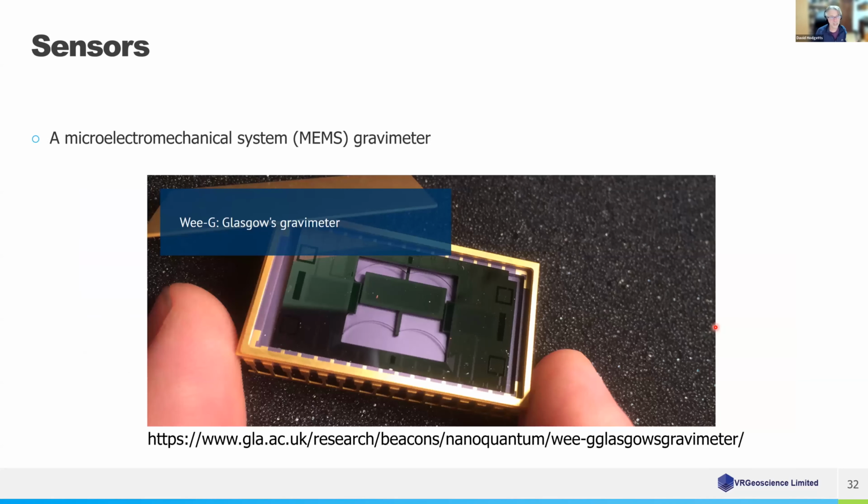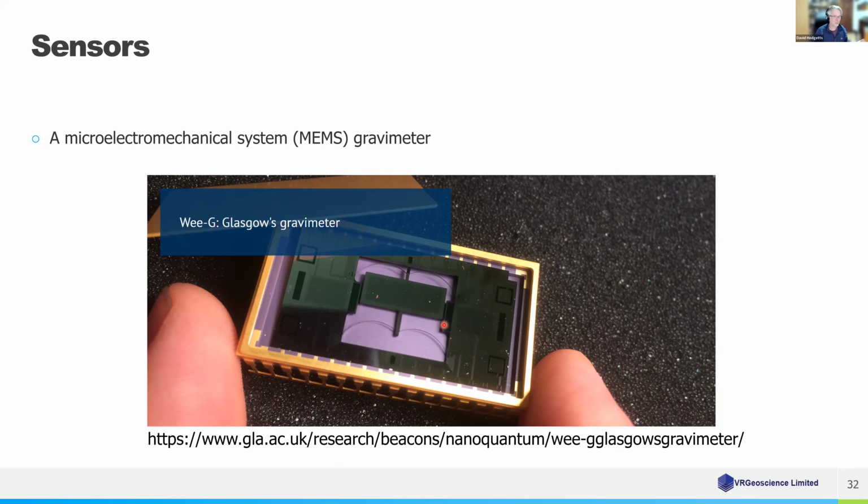Some of the really interesting things are sensors in development, like MEMS sensors, micro electromechanical systems. So this is a gravimeter. Gravimeters are normally much bigger than this. Being able to have something of this size that you can eventually use in a drone to do, say, gravity surveys or magnetic surveys or other kinds of surveys. It's a very exciting time for geoscientists and for many other scientists as well.